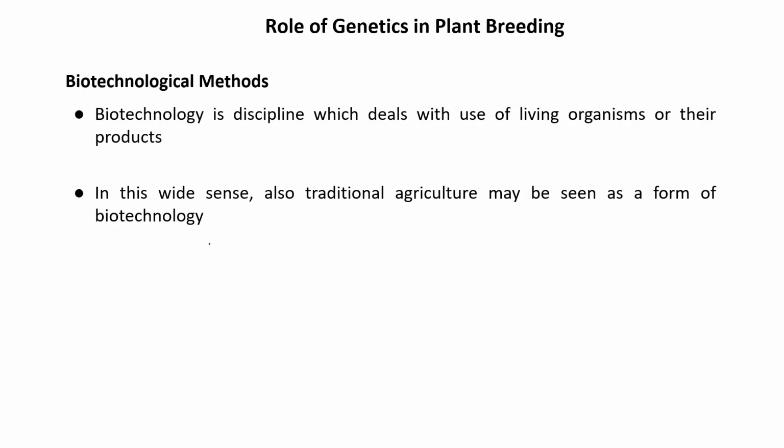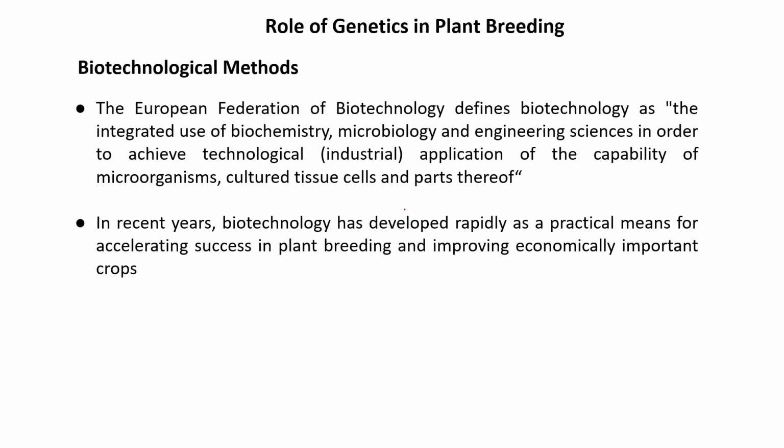Now comes the biotechnological method. Finally, this method is a discipline which deals with the use of living organisms or their products. In this, a desirable set of genes is introduced into the host organism. In this wide sense, traditional agriculture may also be seen as a form of biotechnology. This particular branch of science is nowadays taking a very great step in the agriculture field also.